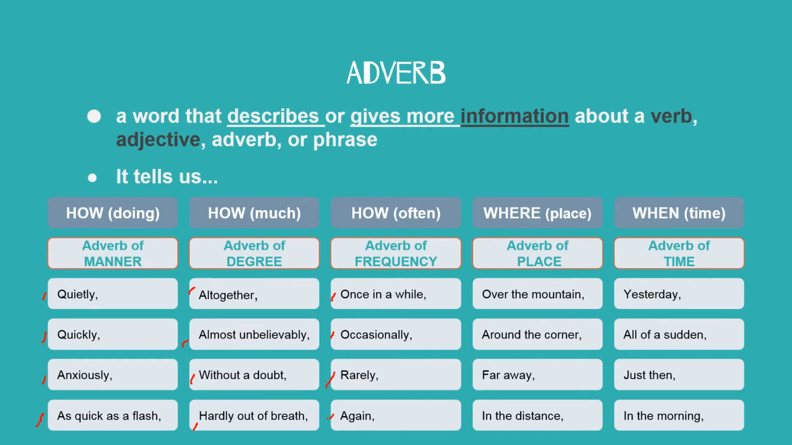An adverb of place tells us where the action happened. Over the mountain, around the corner, far away, in the distance. And the adverb of time is showing us when the action happened. Was it yesterday? All of a sudden? Is it just then? Or in the morning? So that's the adverb.